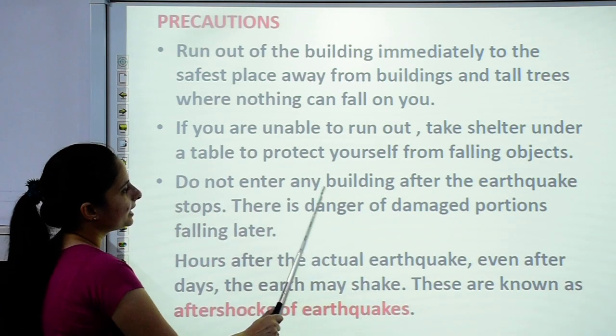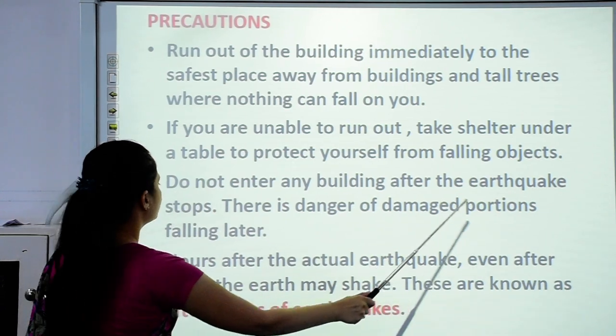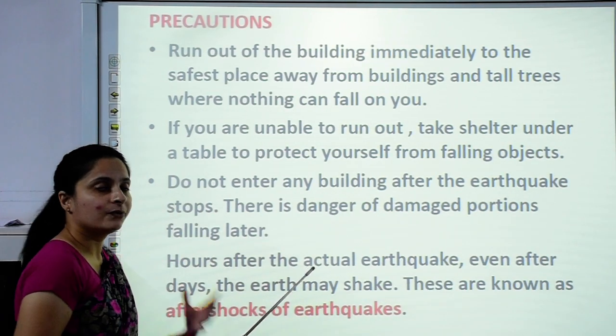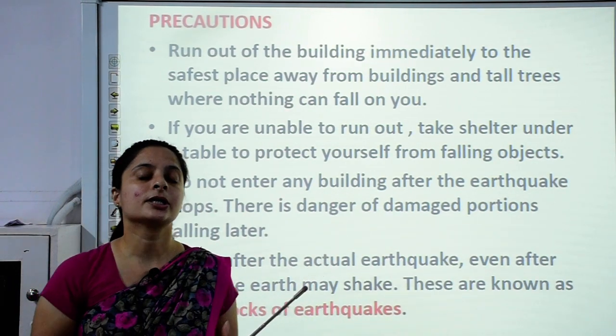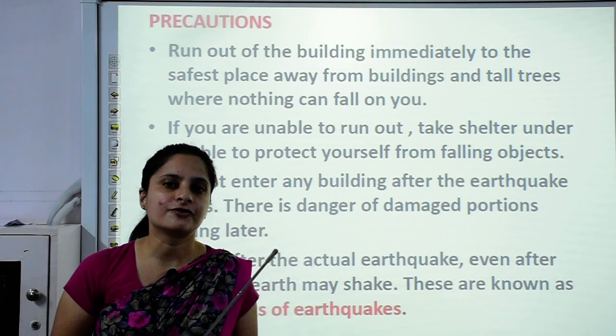Do not enter any building after the earthquake stops. There is danger of damaged portions falling later. Even when the earthquake stops, you should not enter the building immediately because there is always a danger of the aftershocks occurring.